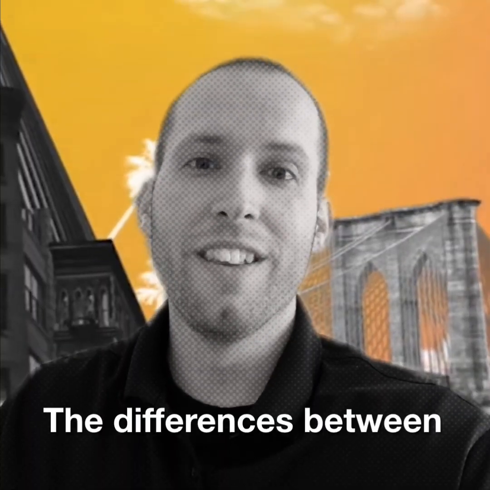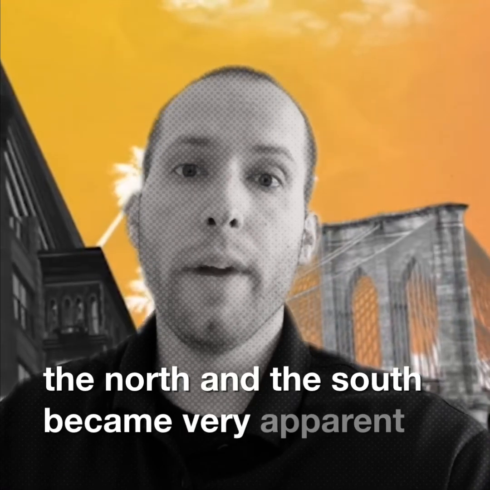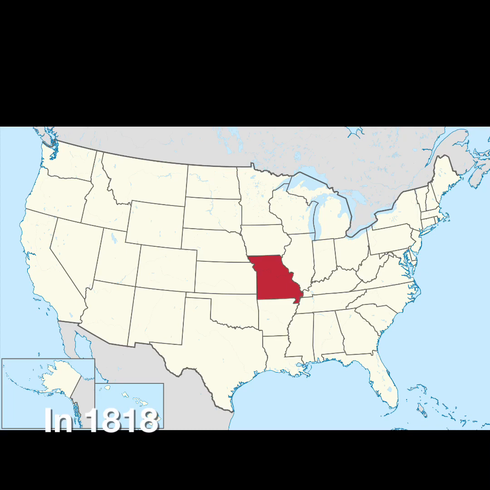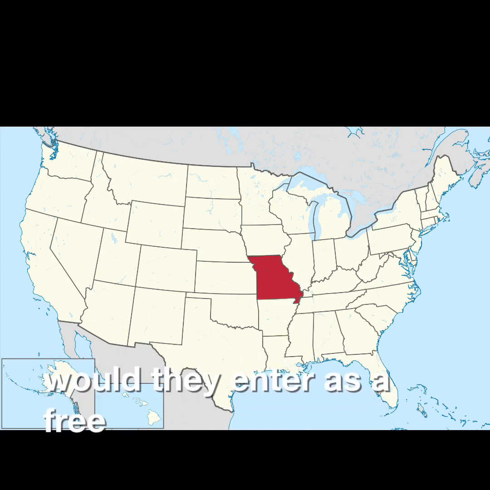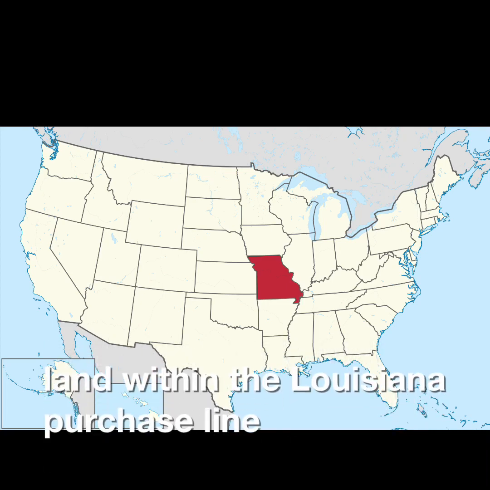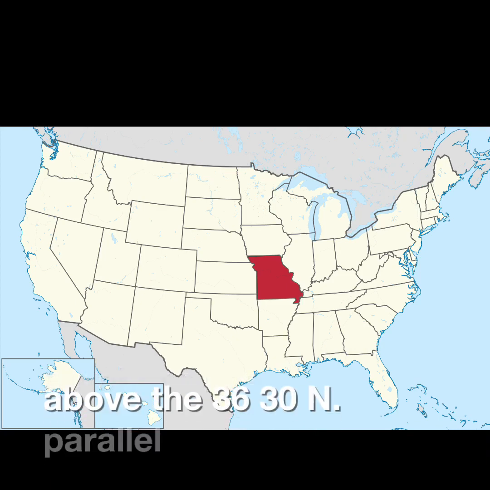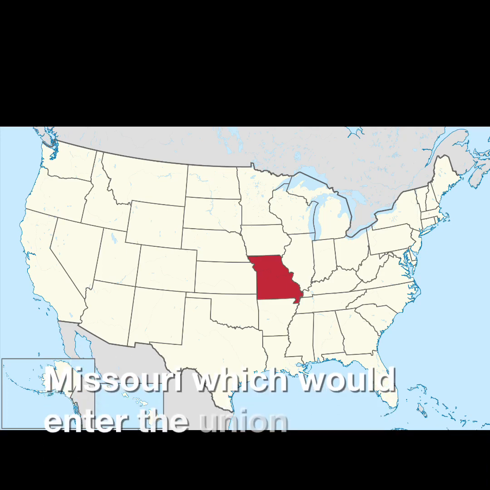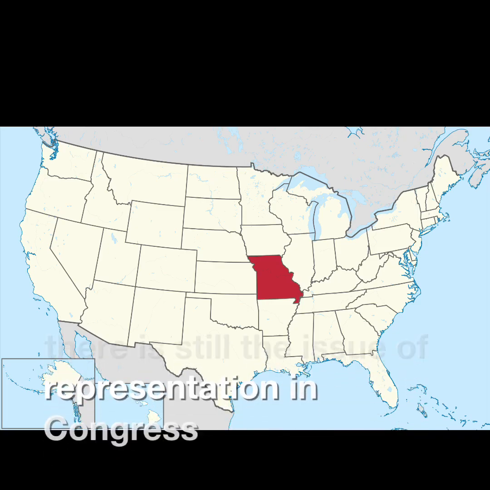The differences between the North and the South became very apparent as new states tried to join the Union. In 1818, Missouri applied for statehood, and the question became, would they enter as a free or a slave state? The Missouri Compromise of 1820 settled the matter by banning slavery in all land within the Louisiana Purchase, lying above the 36°30' North Parallel. The exception to this rule was Missouri, which would enter the Union as a slave state. However, there was still the issue of representation in Congress.